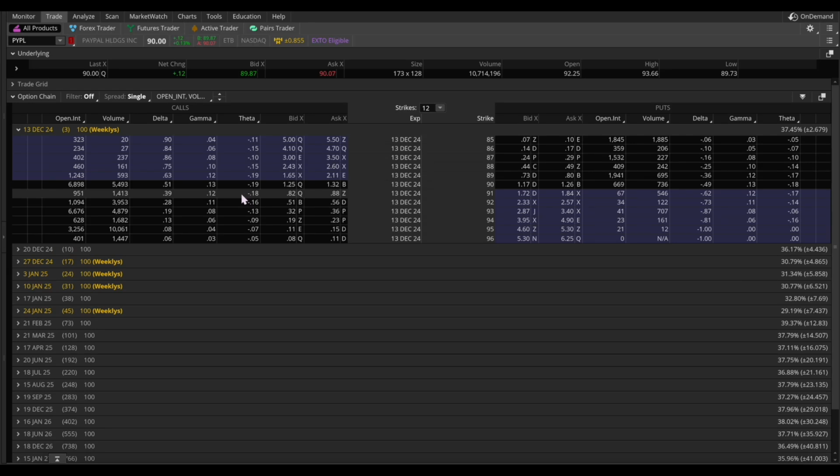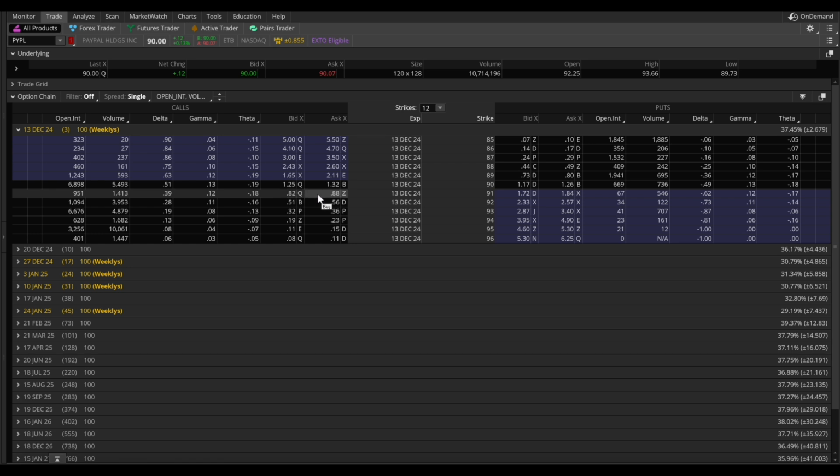And the theta essentially just tells you what you stand to lose per day if you hold the contract overnight. So in this case, with the $91 strike, you would lose $18 if you were to hold this contract for a 24-hour period. Moving on to the bid and the ask, this is going to be the price of the actual premium. So for example, the ask is going for $88, and then of course the bid, it'll be $82.